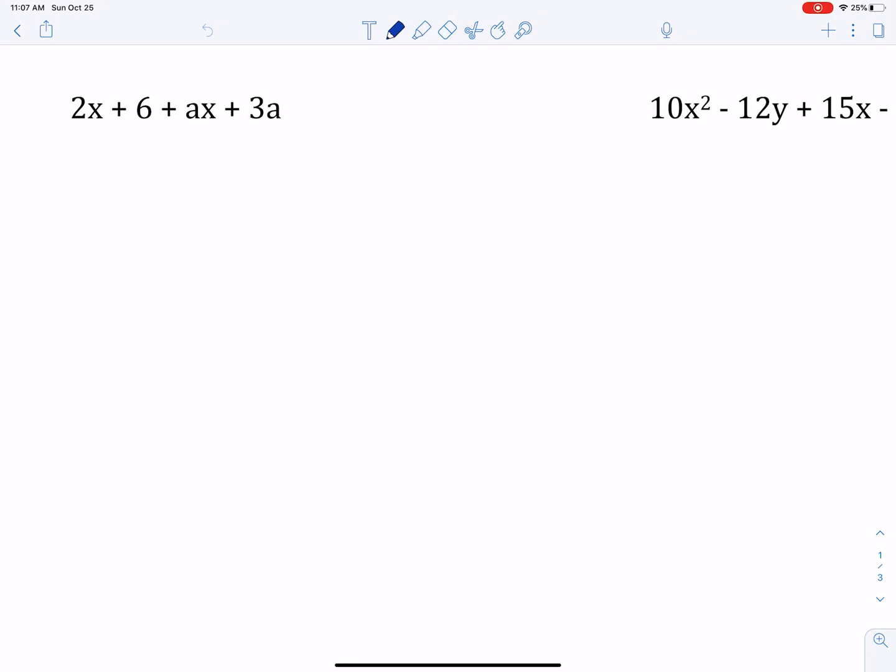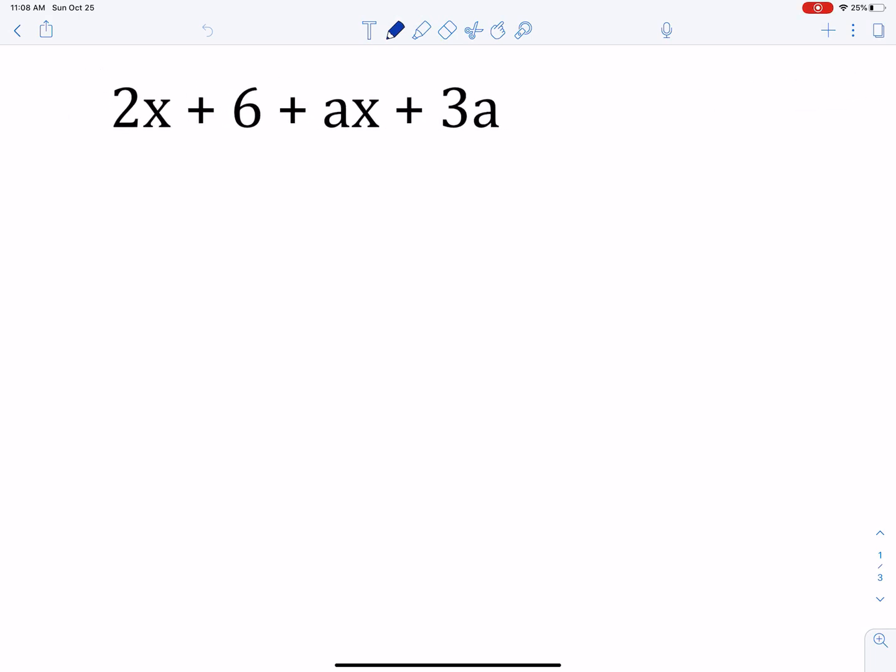Next, we're going to look at a special technique that sometimes works when you have four terms. If you look at our first one here, 2x plus 6 plus ax plus 3a, you'll notice there's not anything that all of the terms are divisible by. So what we're going to do, this is a special thing that only works when it's four terms. We're going to do what's called factoring by grouping.